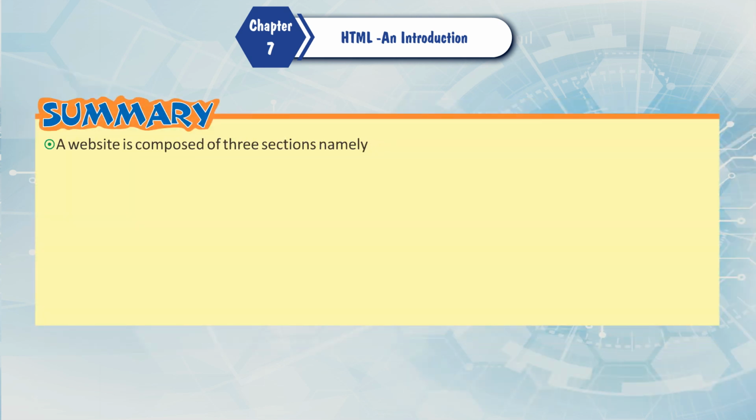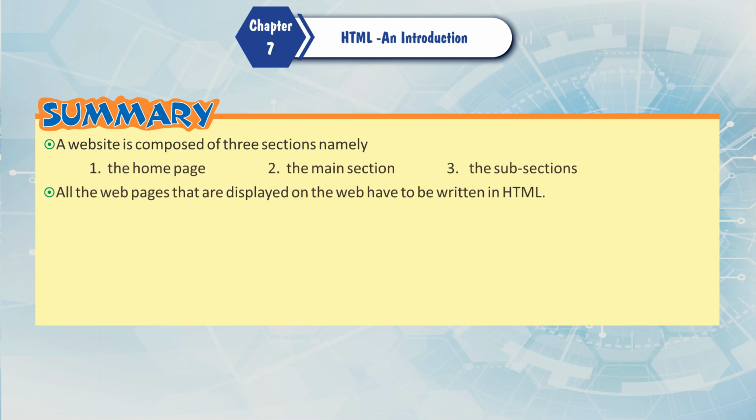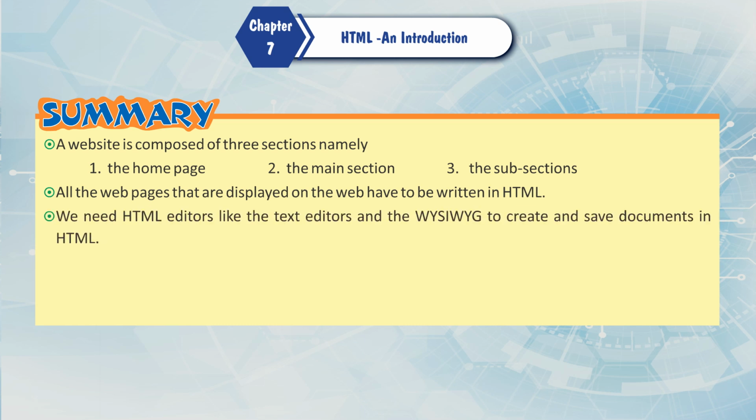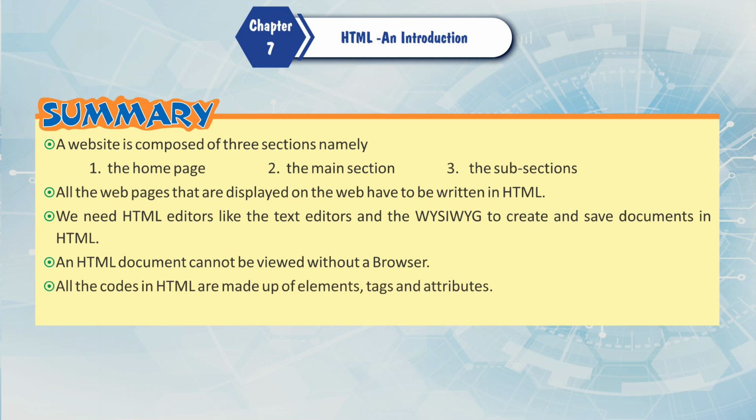Summary. A website is composed of 3 sections, namely the home page, the main section, the subsections. All the web pages that are displayed on the web have to be written in HTML. We need HTML editors like the text editors and the WYSIWYG to create and save documents in HTML. An HTML document cannot be viewed without a browser. All the codes in HTML are made up of elements, tags, and attributes. An HTML document is made up of 2 parts, that is, head and body.